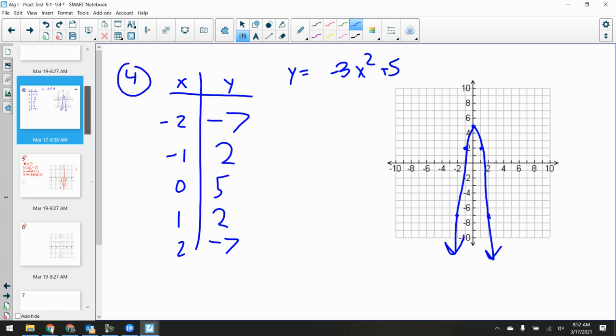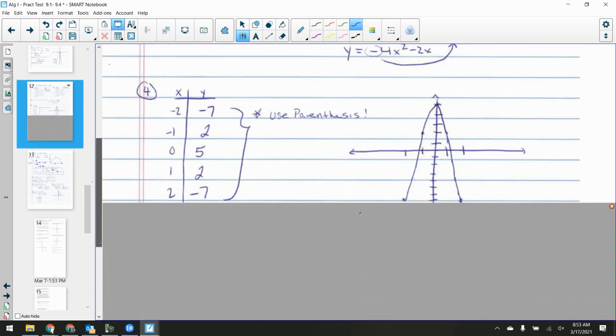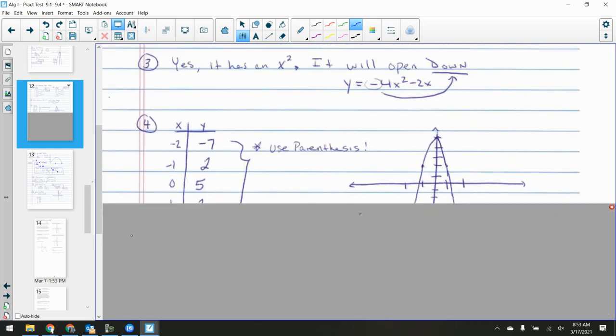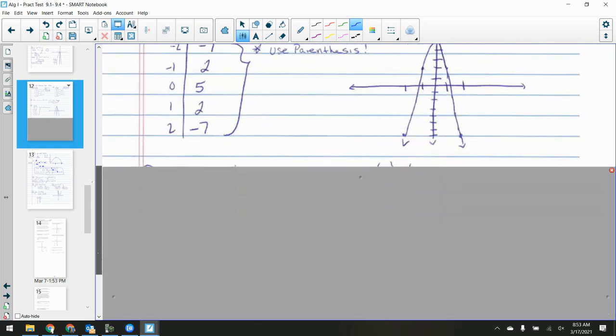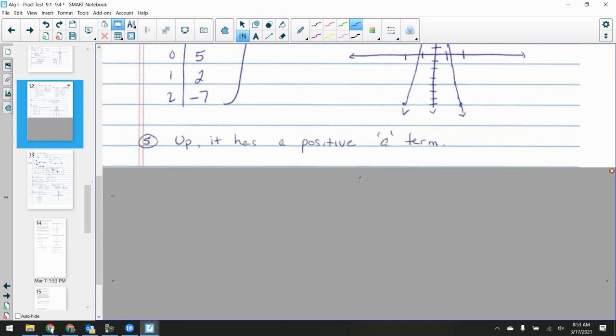Number 5 here. Let me take a look at number 5. Who had number 5? Good. It opens up because the a value is positive. That's exactly what I wrote up here. It opens up because the a value is positive. Good. The 3 is positive. Number 6. Who had number 6?